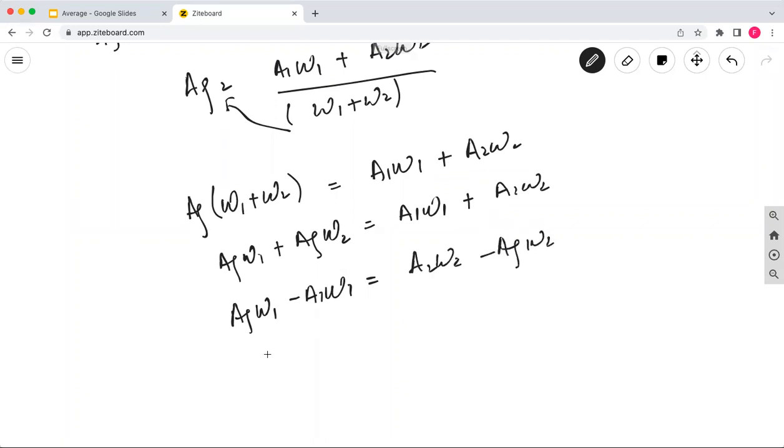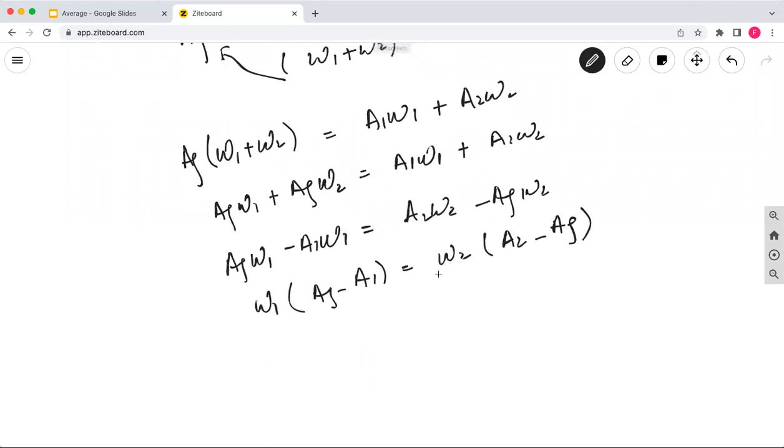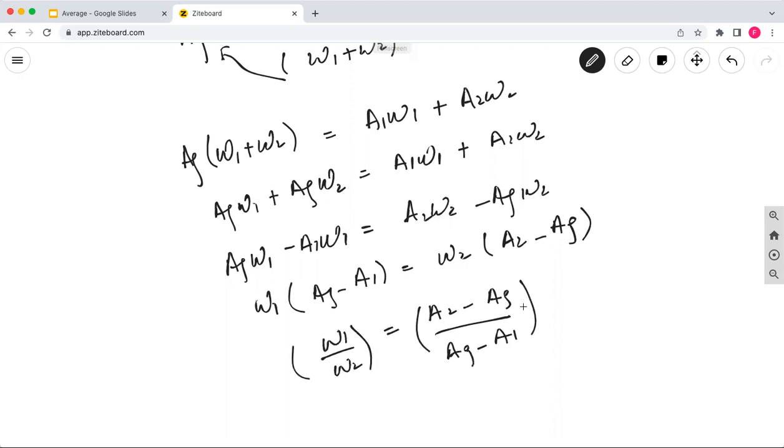And if I take the common terms, this is W1 into AG minus A1 is equal to W2 into A2 minus AG. So I can also write this as, if I take W2 on the other side and this on the right side, W1 over W2 is equal to A2 minus AG divided by AG minus A1. This is the final form which we'll be using further. So what is this? This is basically the ratio of weights.